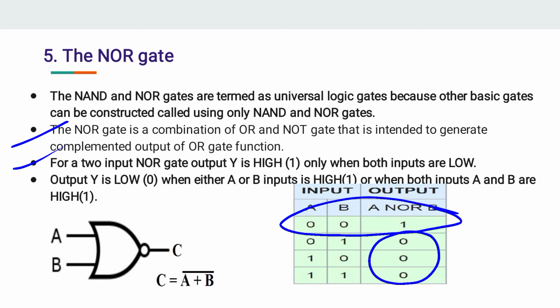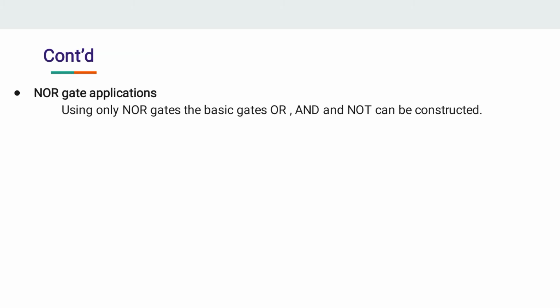So this is the NOR gate logic symbol and this is the expression. So next, the NOR gate application. The application, as the definition defined, is that we are going to generate the basic gates OR and NOT using the NOR gate. Clear? So this is about the NAND and NOR gates.